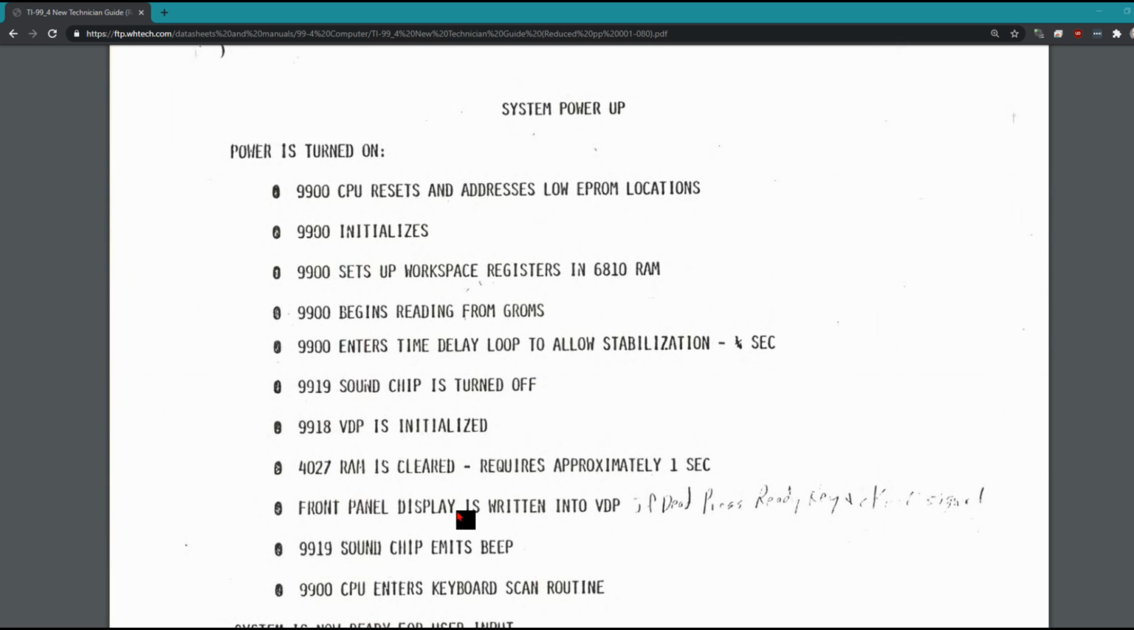Front panel display is written to the VDP. I think that's like the initialization startup screen. It's like a welcome screen kind of thing. And then the sound chip emits a beep, and then it starts scanning for you to press the key to continue booting the computer. So from the symptoms, we know that it's getting stuck before it even gets to the sound chip. So it's something in here that's having a problem.